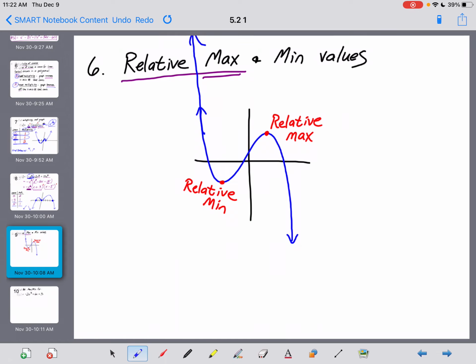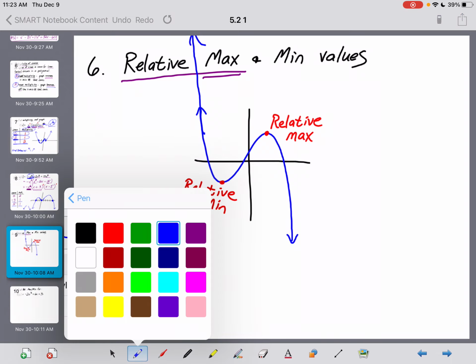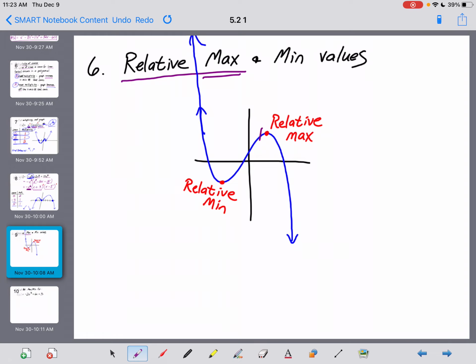However, what's going on, guys, at this point right over here is that point is the highest point in its neighborhood, either immediately to the left or immediately to the right. This graph goes down on both sides. So this point right here is what we call a relative max. It's higher than any other points around it in either direction.